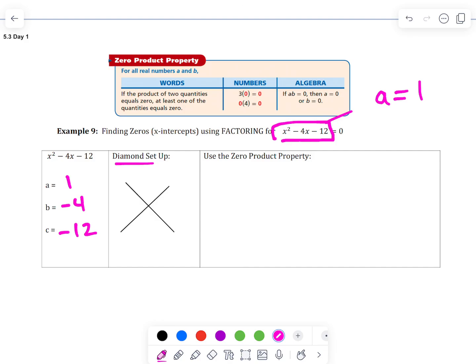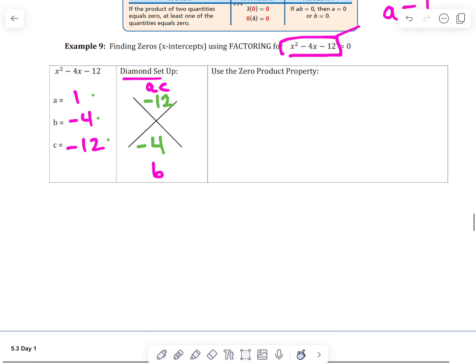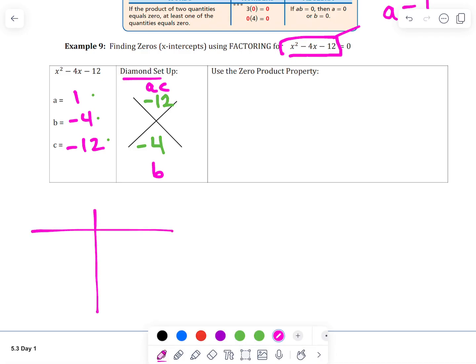So we set up the top of the diamond, our AC, that adds to the bottom number of B. So A times C is negative 12, and then our B is negative 4. So we say, what are the factors of negative 12 that add to negative 4? If you want to create a chart, you can list them out, or you can do them in your head. So we're looking for the multipliers of negative 12 that add to negative 4.